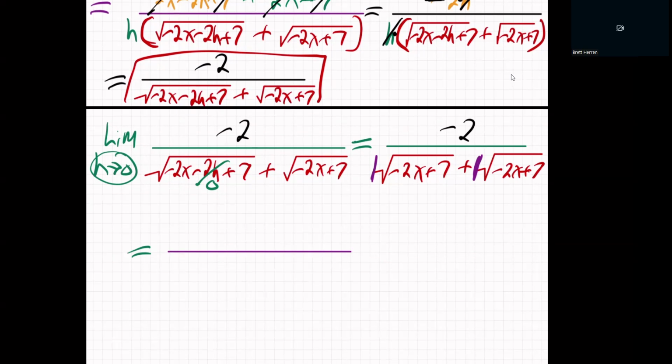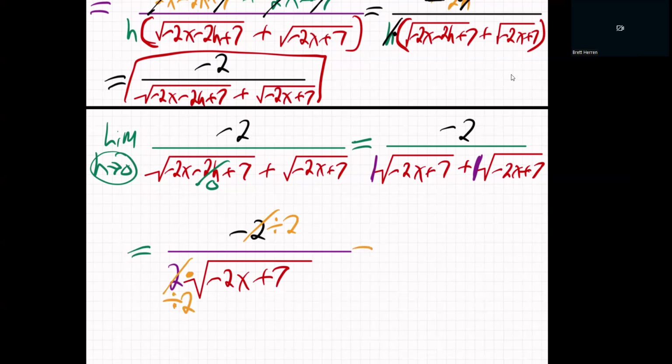So that's still the minus 2 on the top. The bottom now is 2 square roots of minus 2x plus 7. And then we can cancel these. Why? Because that's multiplied, and neither one of them is added or subtracted to anything. Now, when I say cancel, I really mean divide by 2. We casually say cancel, but we really mean we're dividing them both by 2. And so what that means is that there's really left on the top a minus 1.